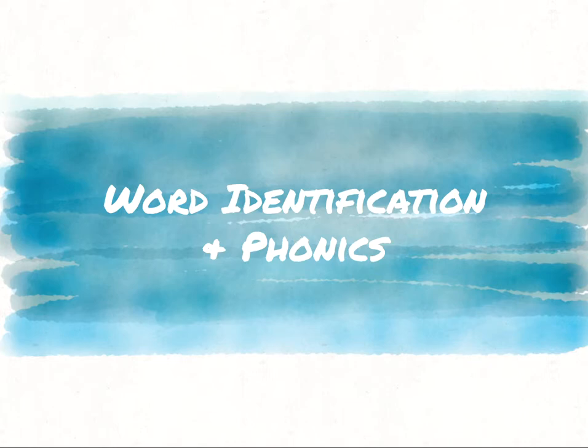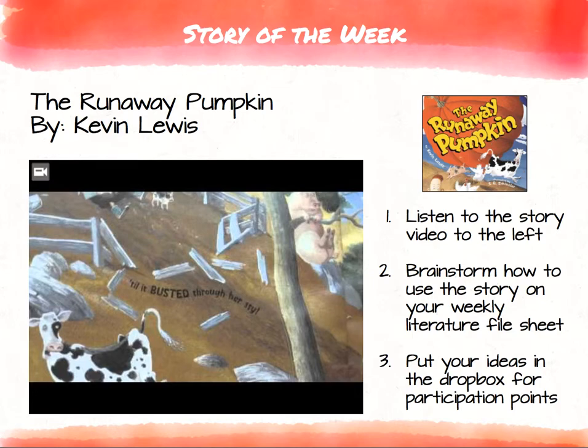We're going to start with our story of the week, and I picked a story called The Runaway Pumpkin this week, and the story is by Kevin Lewis. You're going to watch a video of the story right here, and then brainstorm how you'll use this story in your weekly literature file. So you're brainstorming those activities for each of our subject areas. This will go in the weekly Dropbox for our literature study, so our weekly literature sharing Dropbox.